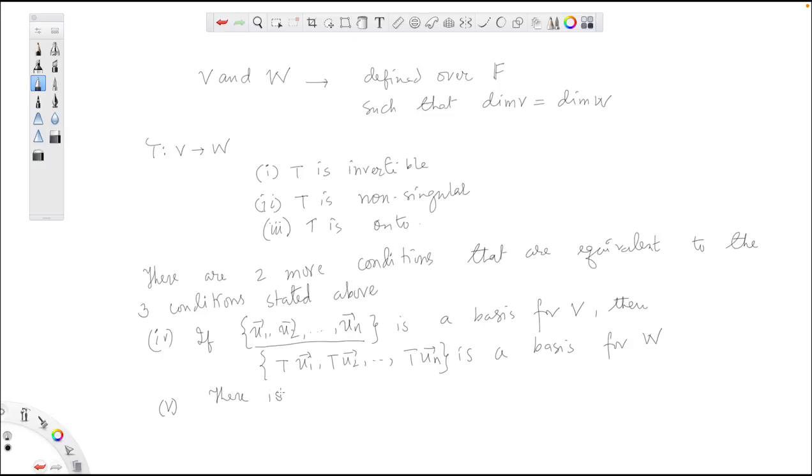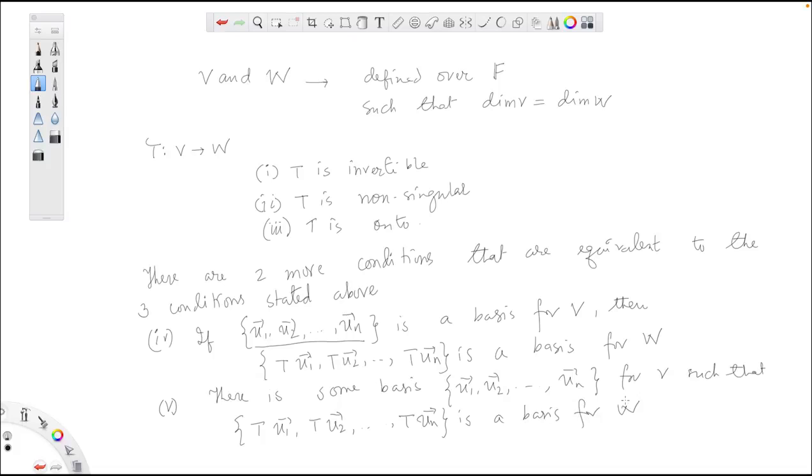There is some basis U1, U2, all the way up to UN for V such that TU1, TU2, all the way up to TUN is a basis for W.